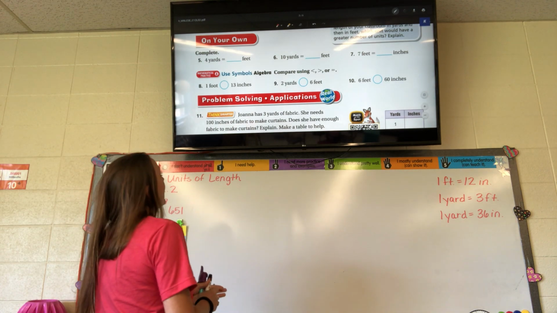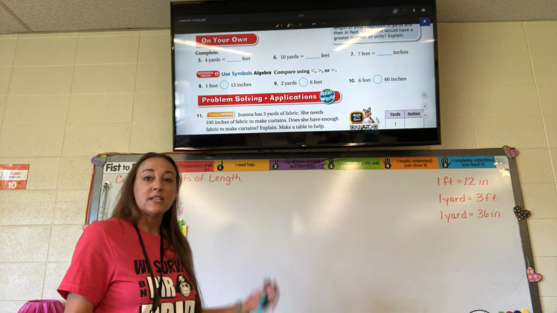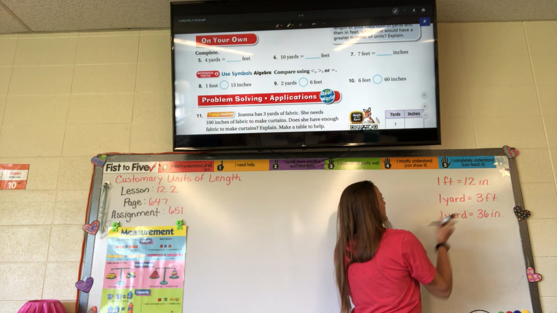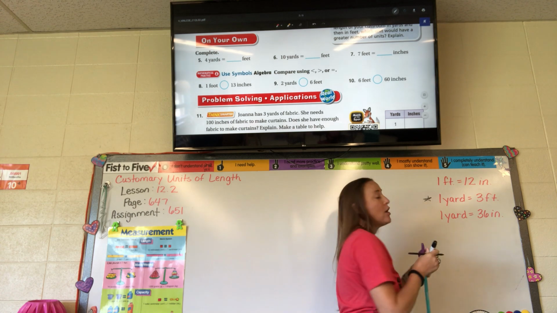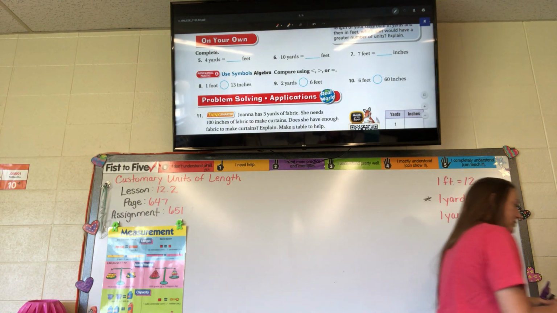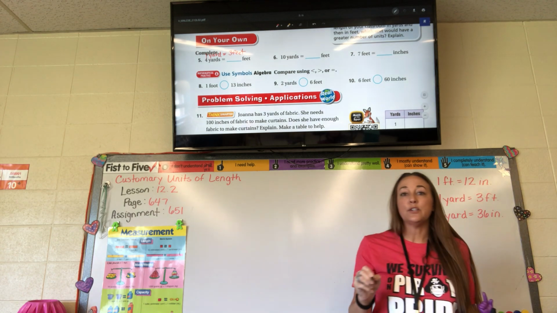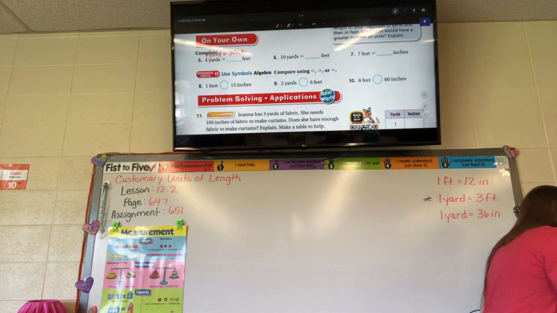Okay, here we go. So number 5 says 4 yards equals how many feet? Well, I'm going to come over here. Remember my comparison. This is the one we're using for this guy. 1 equals 3. So 1 yard equals 3 feet. So we multiply times 3. So 4 yards would equal 12 feet.